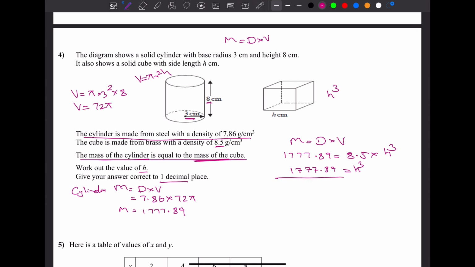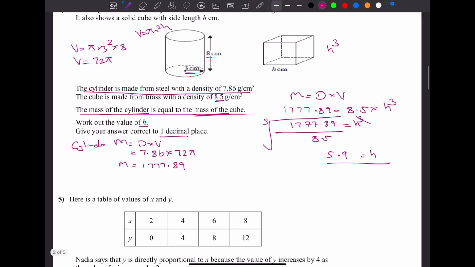H cubed. So what is h cubed? 1777.89 divided by 8.5. There you go. Take the cube root of it, and h is equal to the cube root of 1777.89 divided by 8.5. The answer to 1 decimal place is 5.9. 5.9 would be the height. Simple and straightforward.